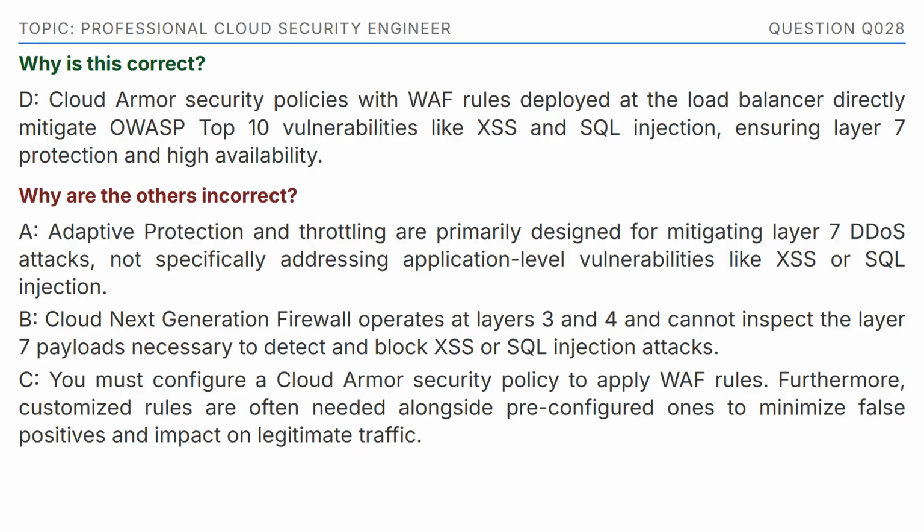B. Cloud Next Generation Firewall operates at Layers 3 and 4 and cannot inspect the Layer 7 payloads necessary to detect and block XSS or SQL injection attacks. C. You must configure a Cloud Armor security policy to apply WAF rules. Furthermore, customized rules are often needed alongside pre-configured ones to minimize false positives and impact on legitimate traffic.